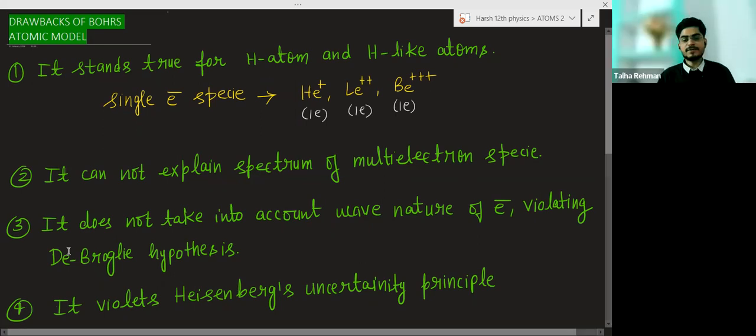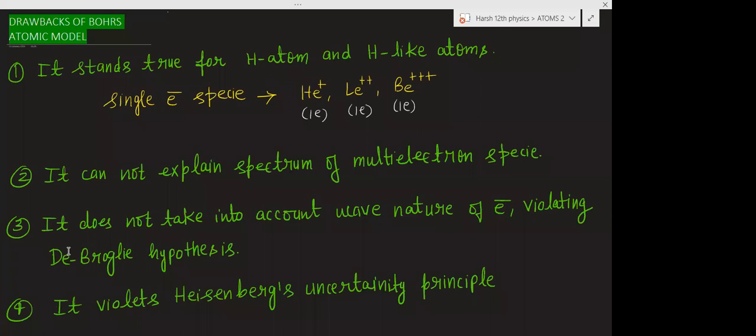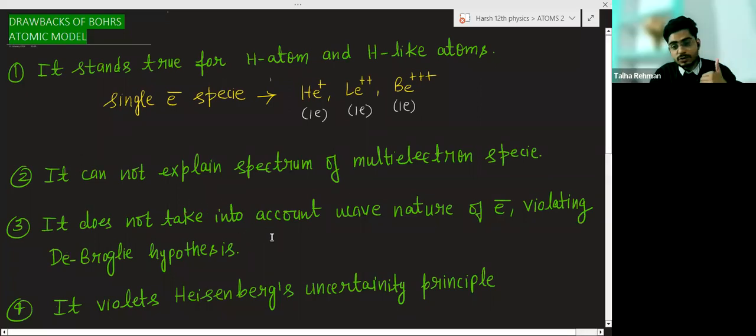One more thing: the Bohr model of the atom takes into account the particle nature of the electron. It is not taking into account the wave nature of the electron. That is why it is violating the de Broglie hypothesis.